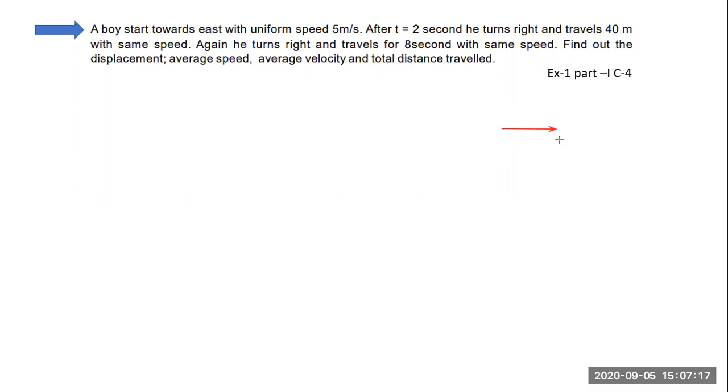Then it turned towards right. So his right will be towards south and travels for 40 meters. So let me draw another displacement vector, which will be 4 times this. So let's say something like this.